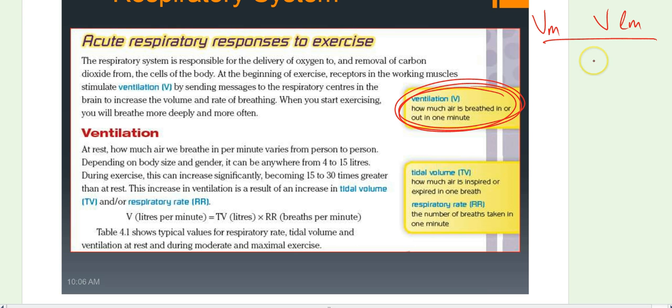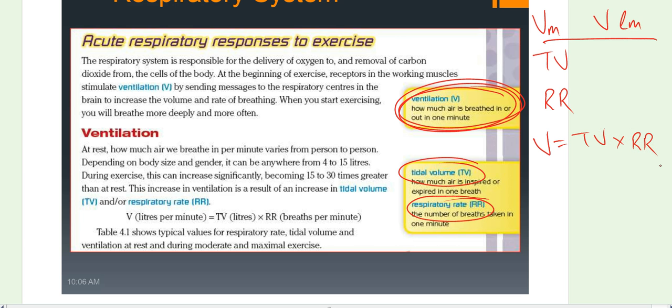So how do we get to our ventilation? The first is tidal volume. So tidal volume is the amount of air that we breathe in and out per breath. Our respiratory rate, the number of times we breathe per minute. When we multiply the two together, we get our ventilation. So ventilation equals tidal volume times respiratory rate.